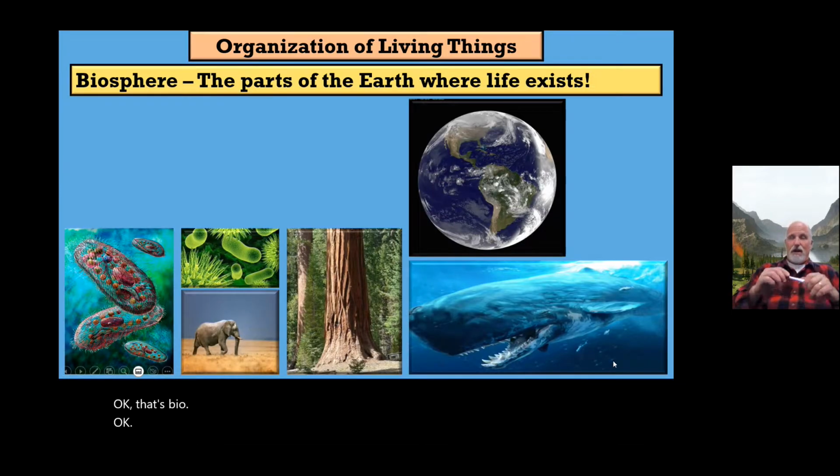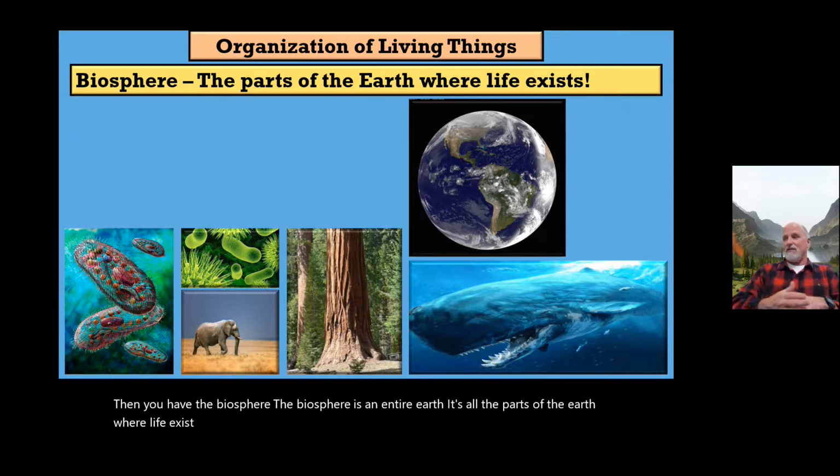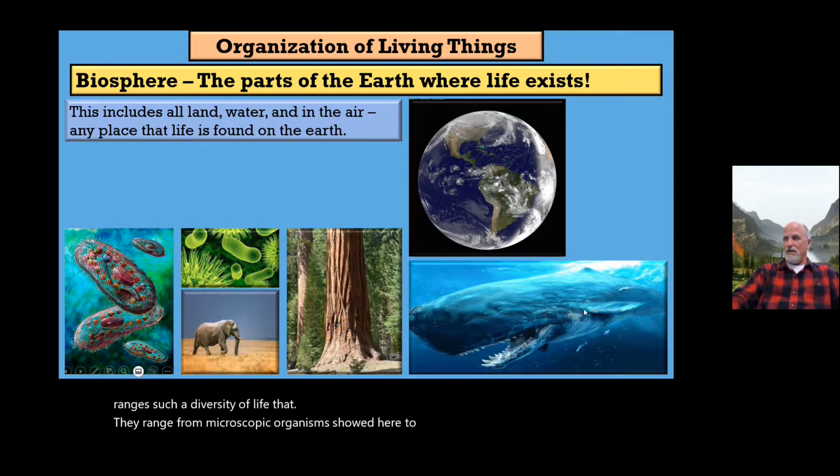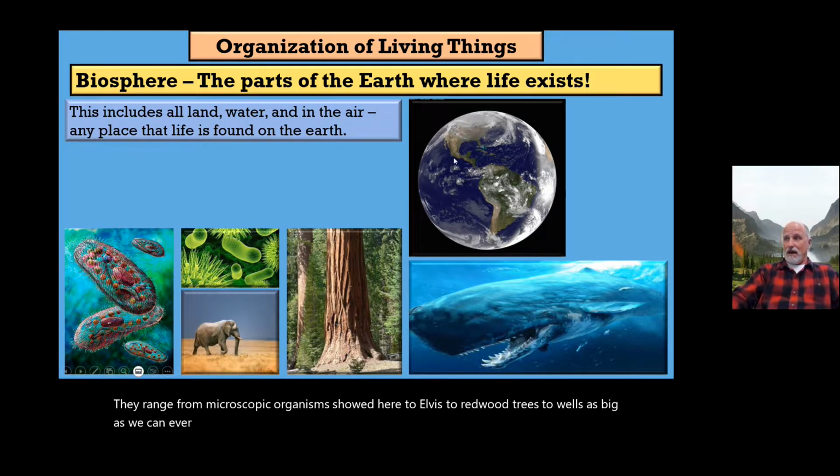Then you have the biosphere. The biosphere is the entire Earth. It's all the parts of the Earth where life exists, and it is outstanding. And we've got to keep this thing in check. It ranges over such a diversity of life, from microscopic organisms like those shown here to elephants to redwood trees to whales as big as we can ever imagine. And that's the entire Earth.